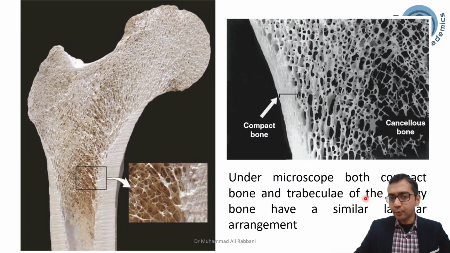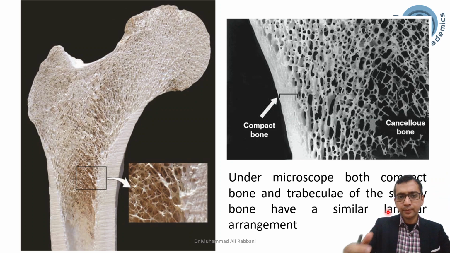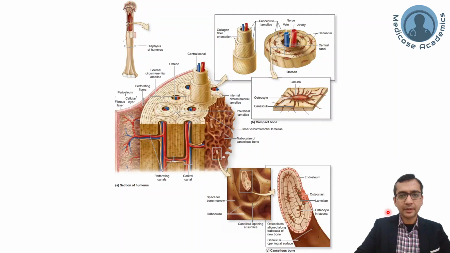I have mentioned that both the compact and trabecular bone have similar lamellar arrangements. As we move to the histology section, we will see that they microscopically have a very regular arrangement, layer by layer, known as lamella. So this is shown right here. This is a bone of the arm, the humerus. They have taken the picture from here. The outer part is the compact bone.